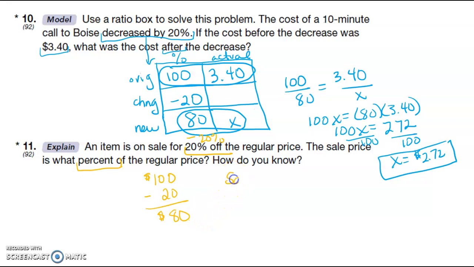So the sale price is 80% of the regular price. And I know that because 100 minus 20 is 80.